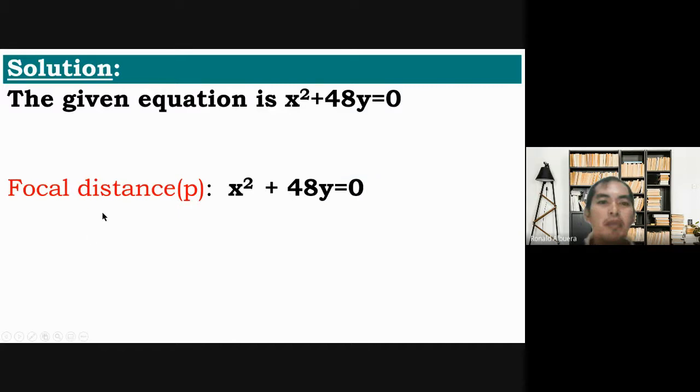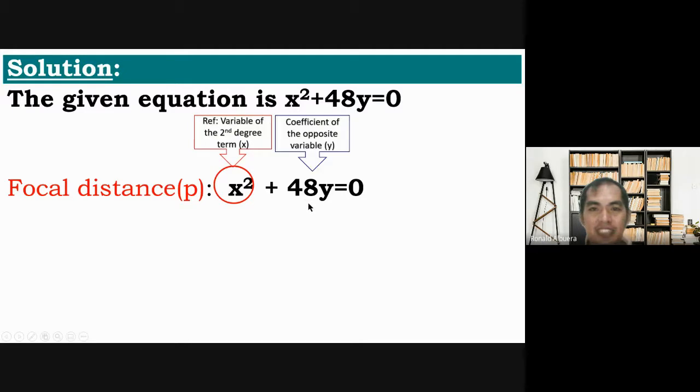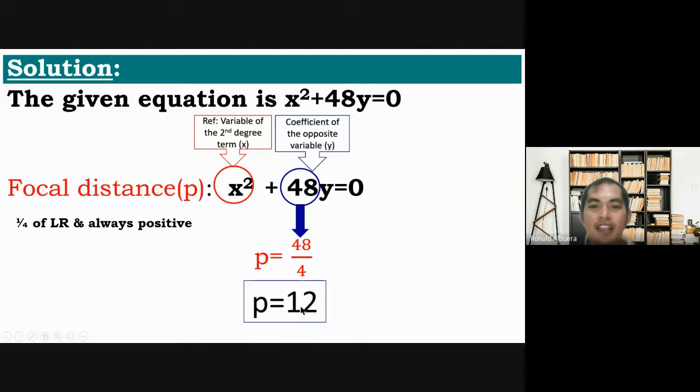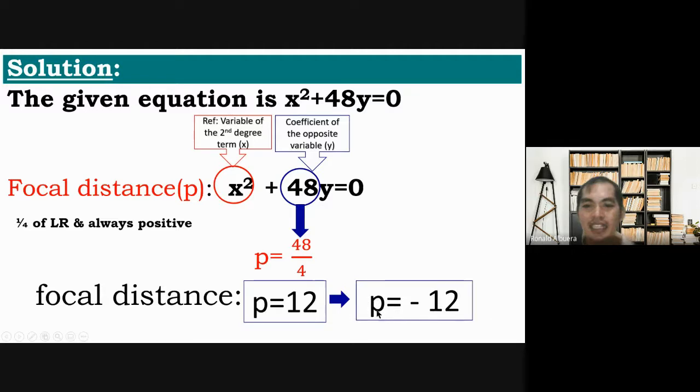How about for the focal distance? Ang reference natin yung LR. Same, itong LR na 48. I-divide mo lang po sa 4. I-divide lang po itong 48 sa 4. We have 48 divide 4 is 12. That's the length of the focal distance. Now, take note, ang P natin ay negative 12. Itong negative, that's referring to the direction of the graph.